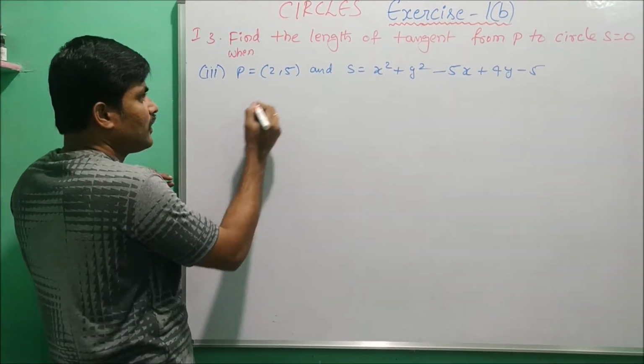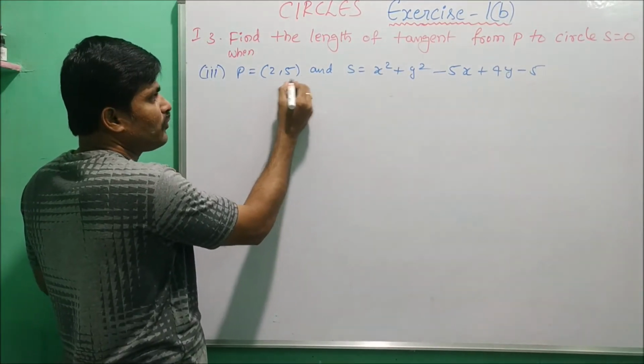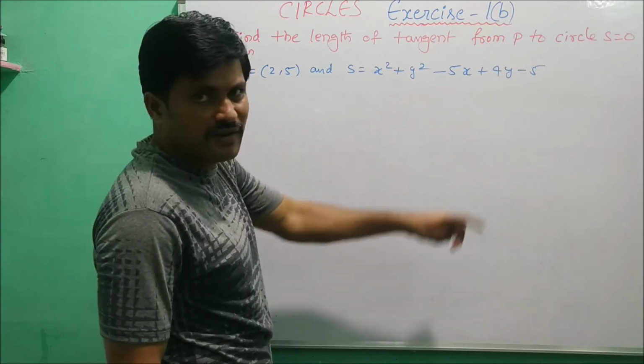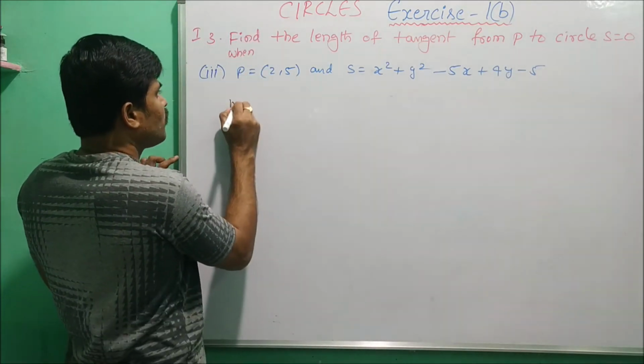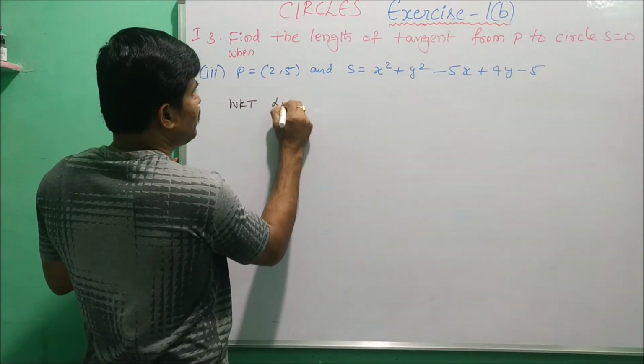Now here also given the point 2, 5, the circle is x square plus y square minus 5x plus 4y minus 5. So we know that the length of the tangent.